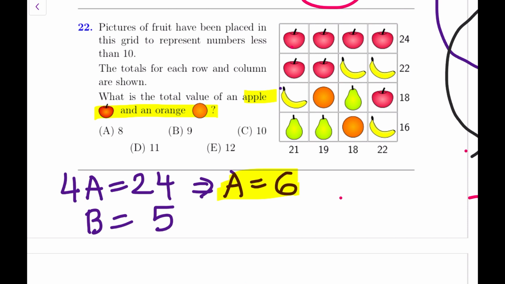Now let's find the value of some other fruit. If I go on to row number 3, that includes all 4 fruits, and that will not be easy to work out at this stage. So let's start looking at columns, and I already found a column. Look at column number 1. This has apples, bananas, and pears.